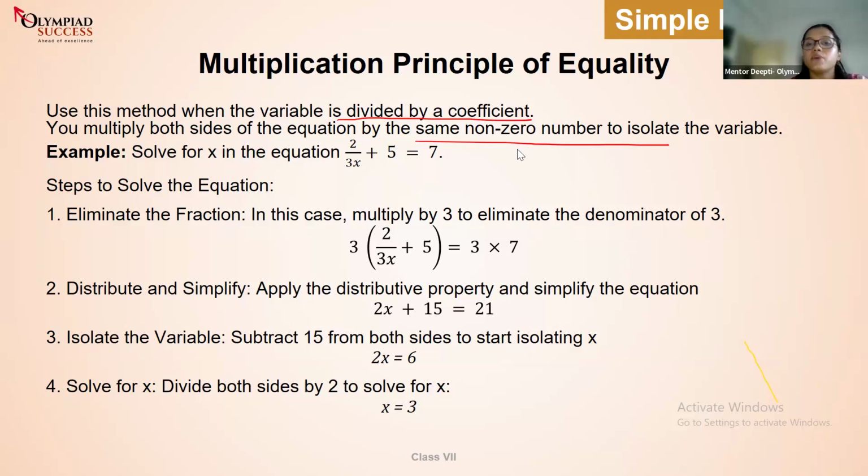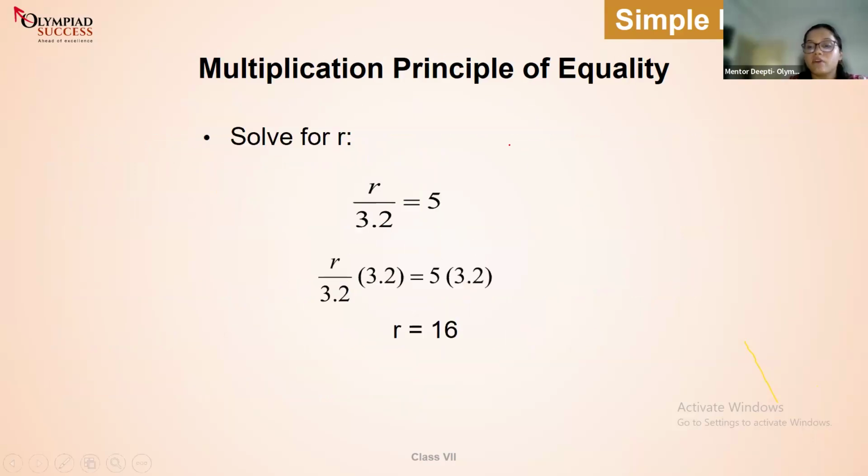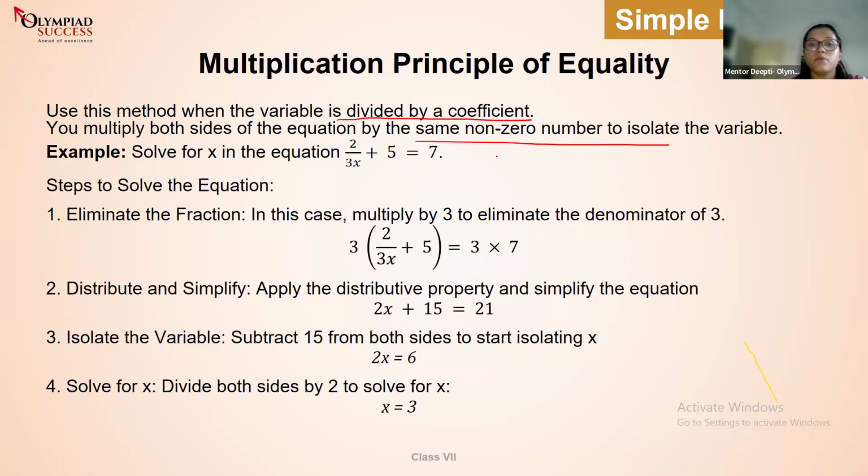x in the equation 2 upon 3x plus 5. Now the variable here, the coefficient which is attached to the variable is 3 over here.